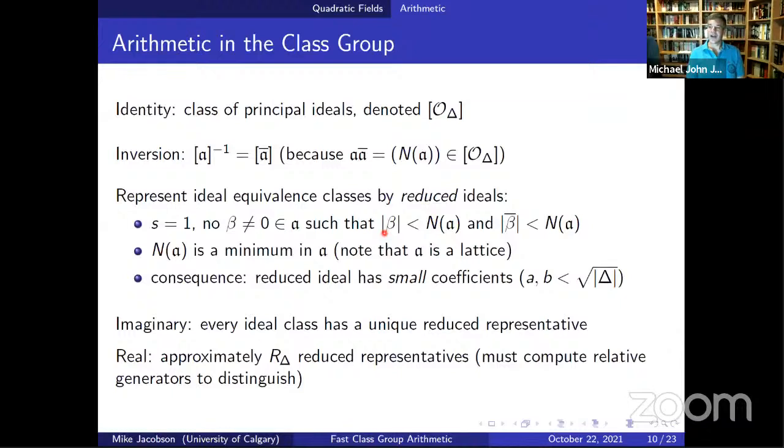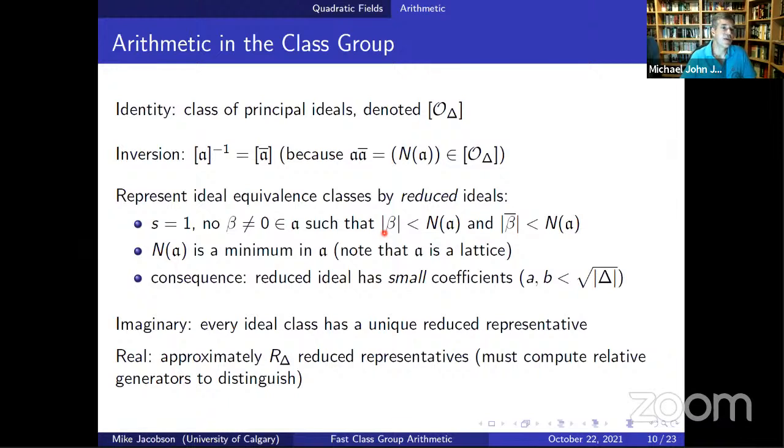The real case, either unfortunately or interestingly, depending on your perspective, is much harder. In particular, under the same notion of reduction, the best that you can show is that every equivalence class has finitely many reduced representatives. As a side note, that fact is the basis for proofs of the finiteness of the class number, in fact. But the best you can prove is finitely many. And in fact, in the real quadratic case, there are roughly R delta, or the log of the fundamental unit, reduced representatives.